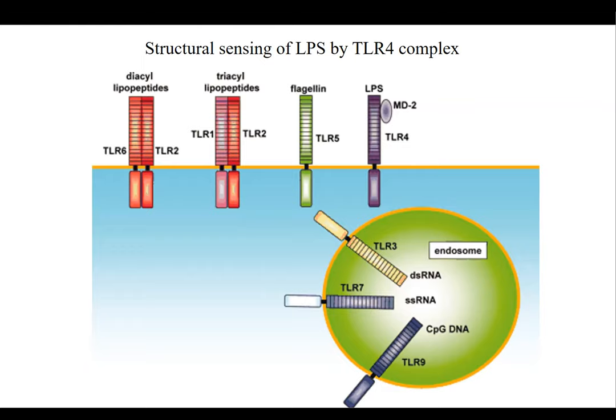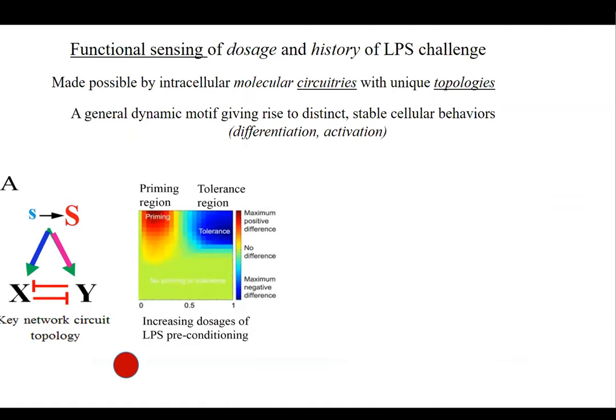Like I said, the cells can not only recognize the biochemical nature of the stimulant, but also recognize the dosage and history, and I call that functional sensing. So we can sense the dosage and history of LPS challenge. The functional sensing must depend upon not only the structural compatibility between the ligand and the receptors, but also intracellular molecular motifs with unique topologies. That can give rise to distinct states of activation, differentiation, and exhaustion. So we defined a novel motif through collaboration with computational biologists on campus.